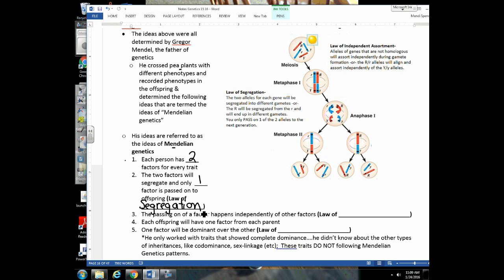He also determined that the passing on of a trait happens independently of other traits. So he saw that flower color and the passing on of those different traits really had nothing to do with the passing on of how tall a pea plant was. So this is the law of independent assortment that we've already talked about.